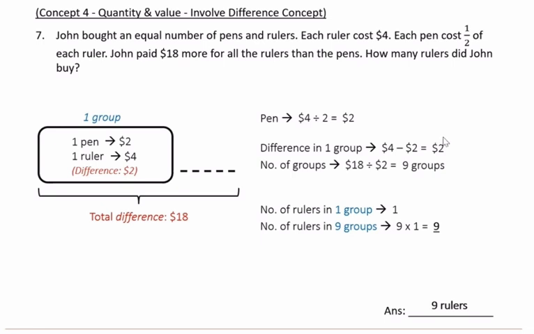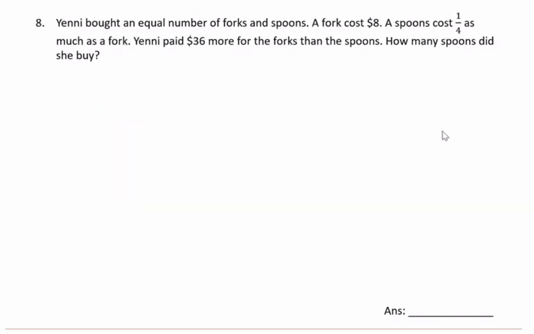Okay. Nikki, wait. Okay. Yenny bought an equal number of forks and spoons. A fork costs $8. A spoon costs 1/4 as much as a fork. Okay. Yenny paid $36 more for the forks than the spoons. How many spoons did she buy?